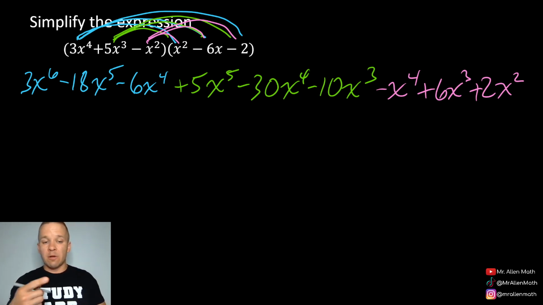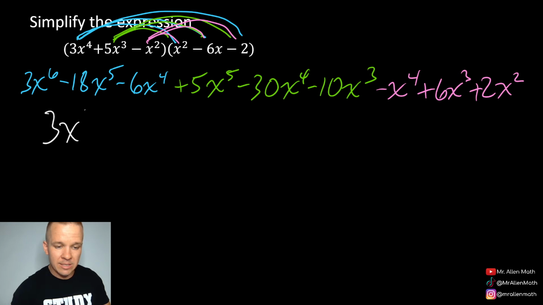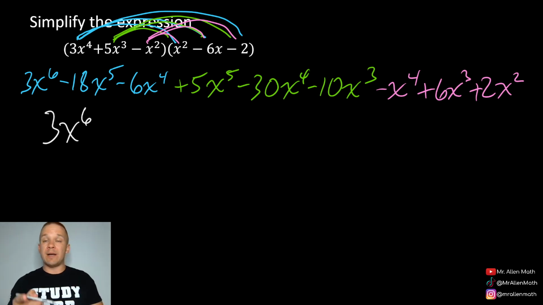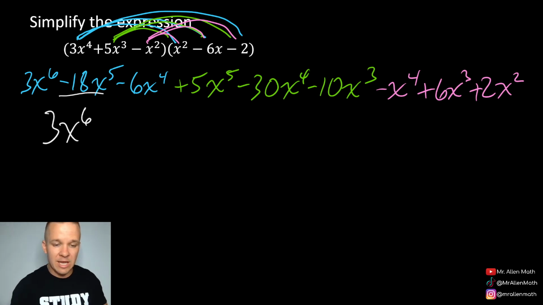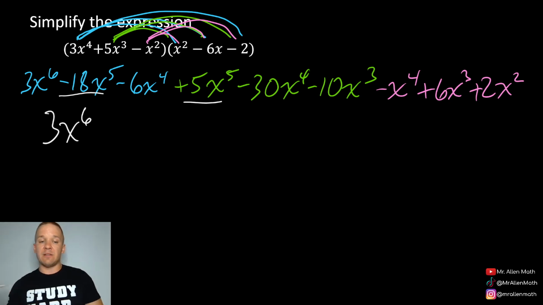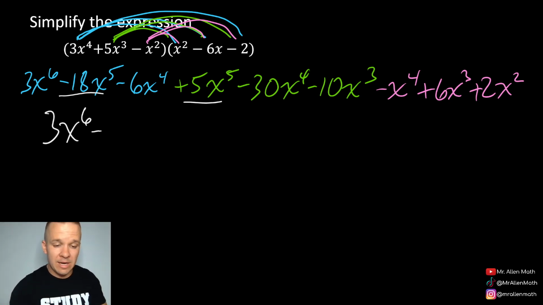Do I have anything that'll combine with the 3x to the sixth? There's no other degree of 6, so it's just going to be 3x to the sixth power. How about for my degree of 5? Well, I've got the negative 18x to the fifth and a positive 5x to the fifth. If I add those two together, I'm going to get negative 13x to the fifth.